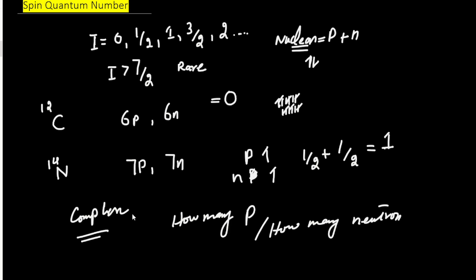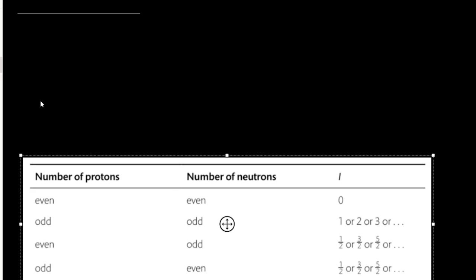So there are some rules in NMR spectroscopy. They have made these rules to predict that this should be the spin 0, this should be the spin 1/2, 3/2, 5/2, this, that. So let's go on to the next.